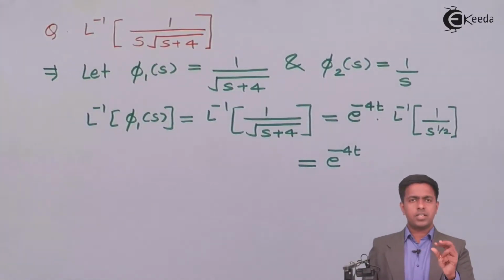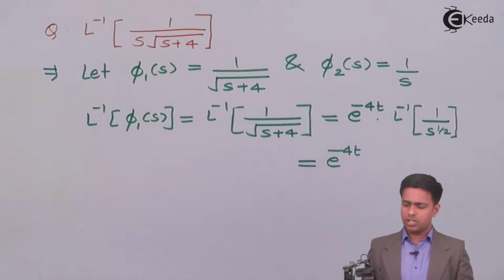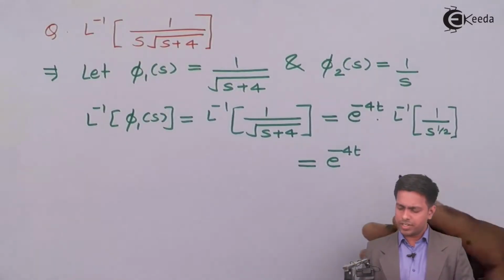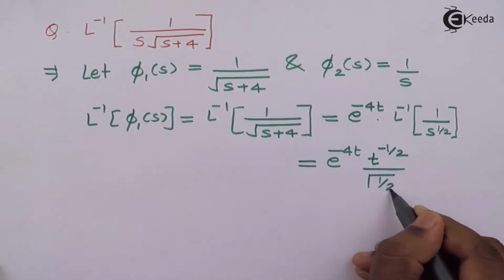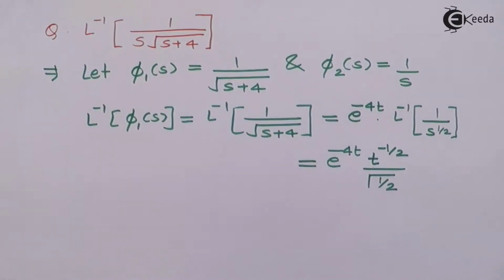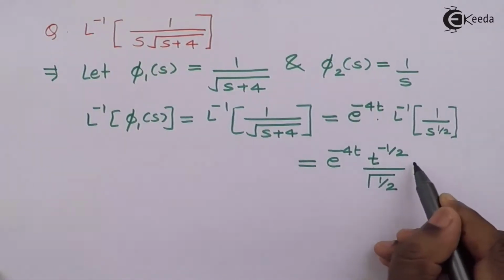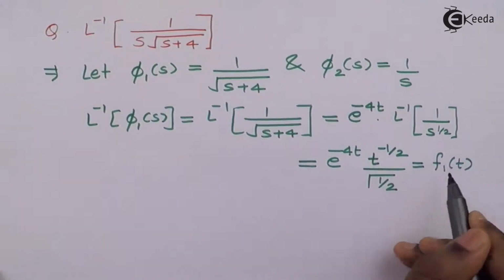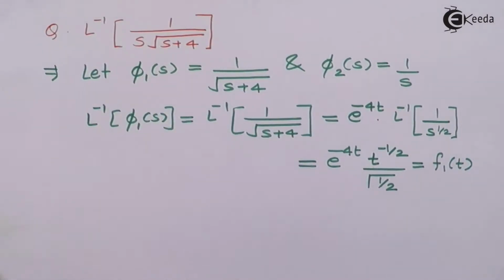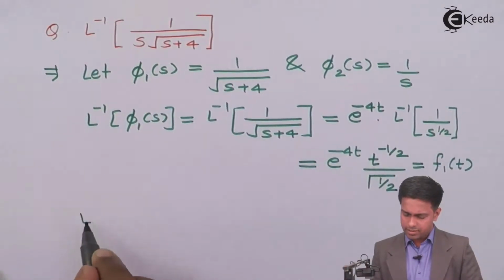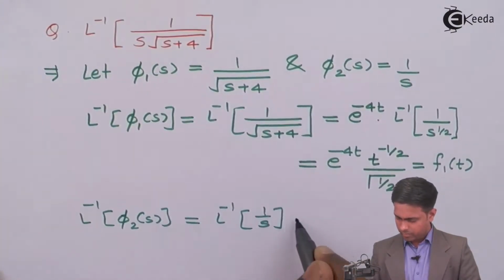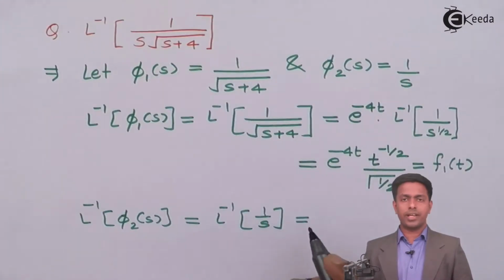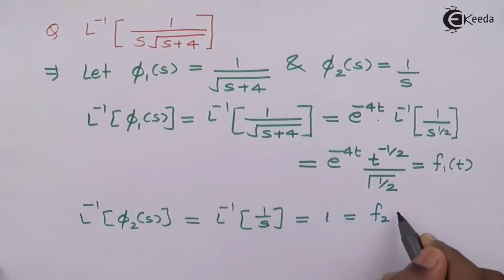Now guys, that half is the power and it is a fraction. Whenever it comes as a fraction, we always use the gamma function. So by the formula of inverse Laplace transform, it is nothing but t to the power negative half upon gamma half. The value of gamma half is root pi, as we all know, and let's call this f1 of t because it's the inverse Laplace transform of the first function. Similarly, I'll find the inverse Laplace transform of the second function. The inverse Laplace transform of 1 upon s is 1, and that is my f2 of t.